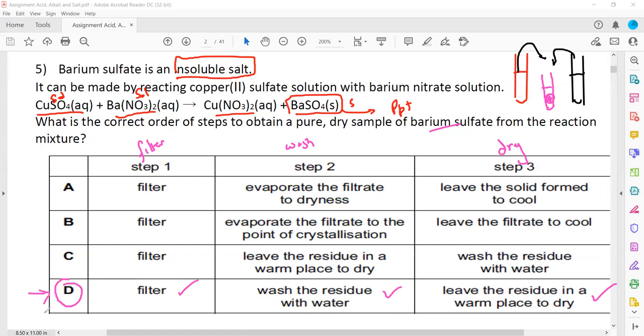Is it clear? Discussion 5: how we can obtain an insoluble salt from the mixture. Any doubt till this point?